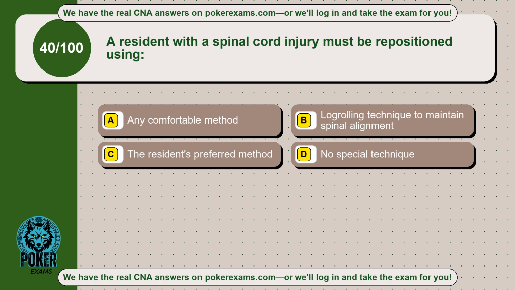Question 40. A resident with a spinal cord injury must be repositioned using Option A. Any comfortable method. Option B. Log rolling technique to maintain spinal alignment. Option C. The resident's preferred method. Option D. No special technique.